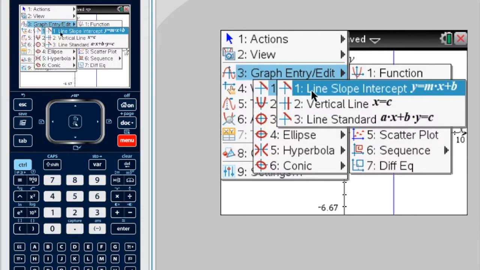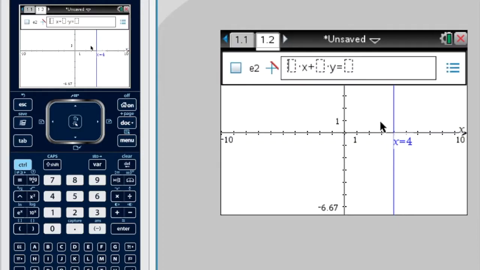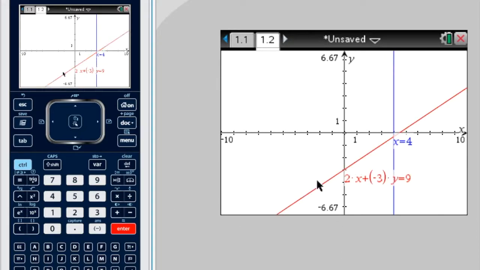Equation, let's try another line. A line standard. Now this is particularly useful if your graph is in general form. So this first box is what you want to multiply x by, this next box is what you want to multiply y by, and then you need to move the constant onto the other side. So let's try 2x, move across, plus let's say negative 3y, okay, equals, now remember to move the constant on the other side if you're in general form, and let's say it's 9. Press enter, and there's our line there.